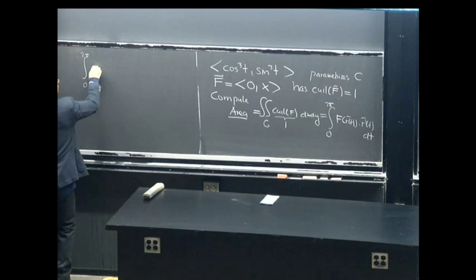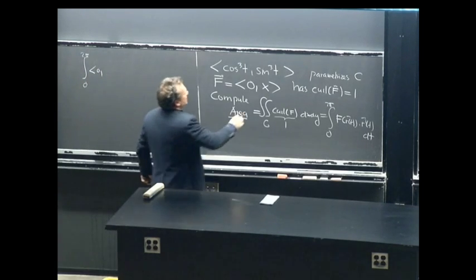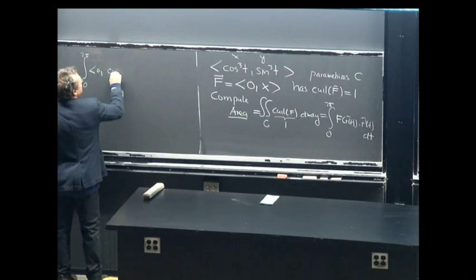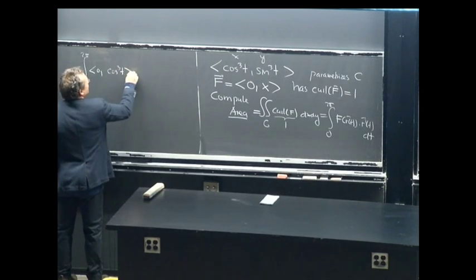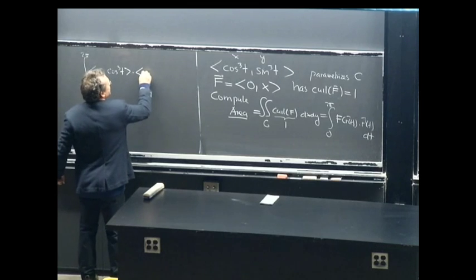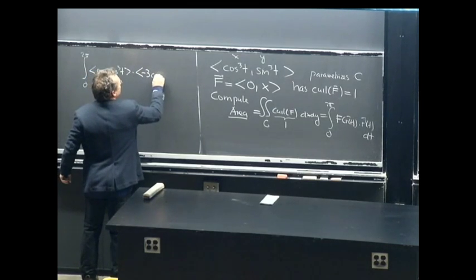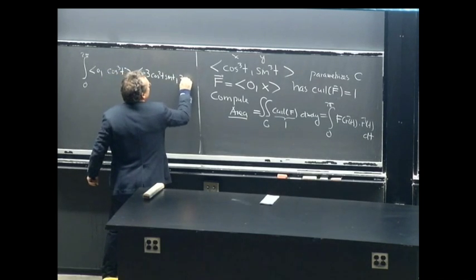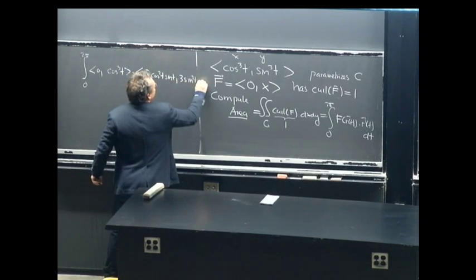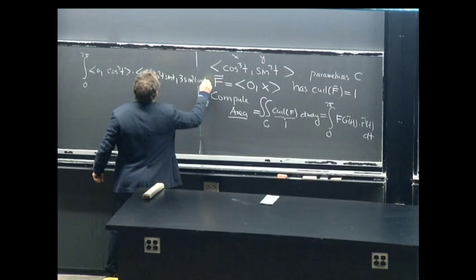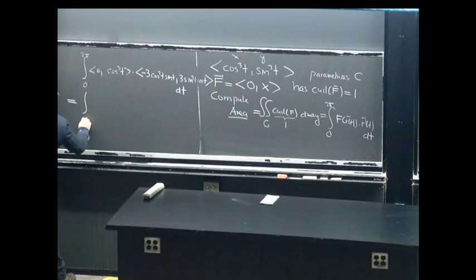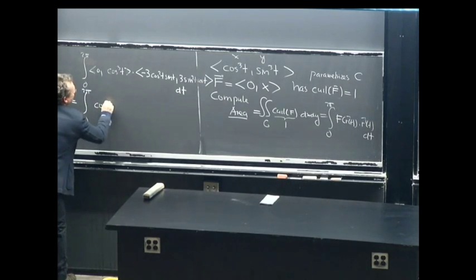Then we take the vector field, which is 0, x, where this is x and this is y. So we get 0 and then we get cosine cubed t. And then we take the velocity, which is minus 3 cosine squared t sine t, and 3 sine squared t cosine t. Let me write this again, 0 to 2 pi. And then we get cosine to the 4 t.